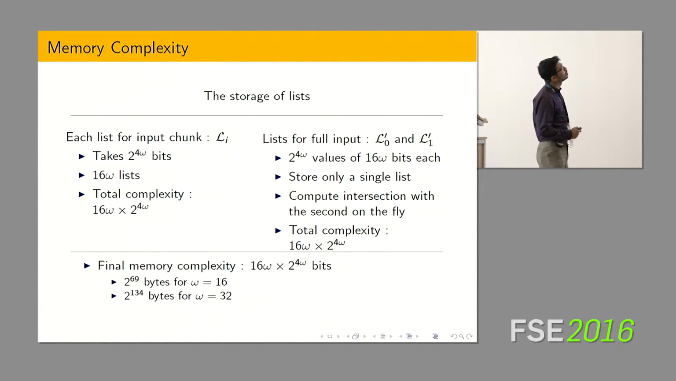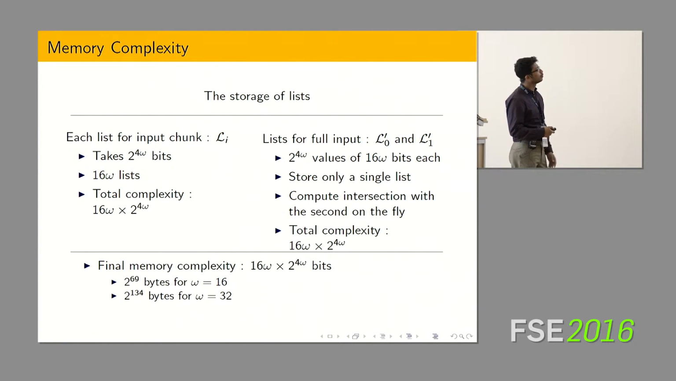And as regards the memory complexity, we only have to store these lists. So for the first list, we again have 16 omega lists, and since we are going to store them as bit fields, it will take this many bits, 16 omega times 2 to the power 4 omega. As regards the full inputs, you have to consider the full inputs. Now each input is of size 16 omega, and we have to guess these many values for O4, so it will also come down to this. So the memory complexity is also of this order, 16 omega times 2 to the power 4 omega, and when you plug in this, it comes down to these many bytes.